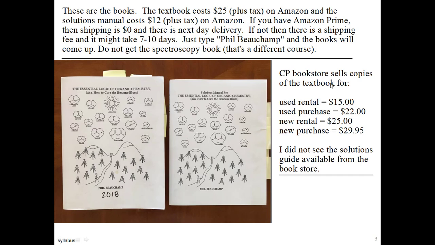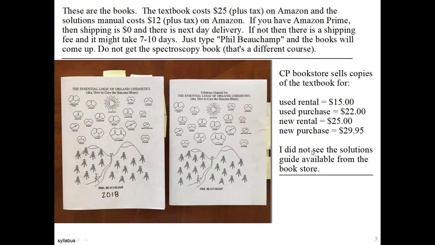The Cal Poly bookstore sells these, and they have a lot of used ones because I've taught this course for quite a while, so you can get them a lot cheaper there. I think I actually saw the rental down to $10 now. Last semester it was $15. So you can rent them or buy them. If you buy a brand new one, it's like $30 or so, but you don't have to pay postage. I did not see the solutions manual there, so if you want that, you're going to have to order it probably from Amazon.